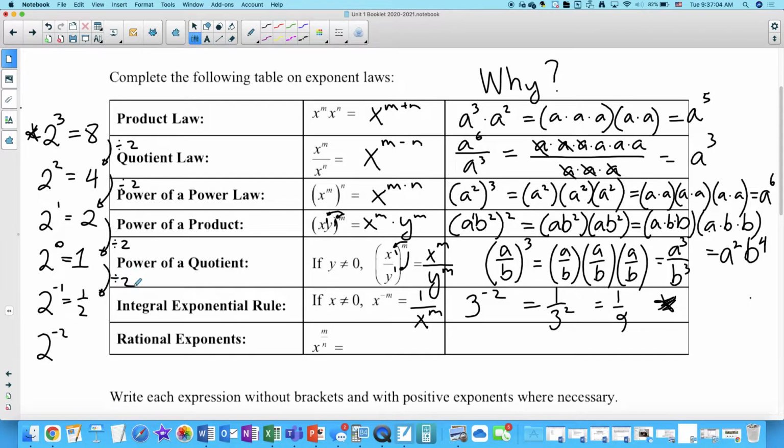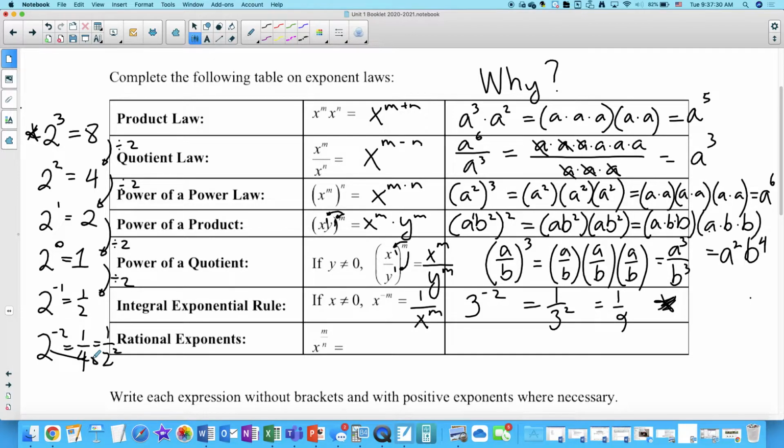Okay? Well, 1 over 4 is the same as 1 over 2 squared. So we go from here to there. Right? So why does the definition kind of make sense? It fits in with this patterning that's happening. Okay? All right. And then finally, rational exponents.